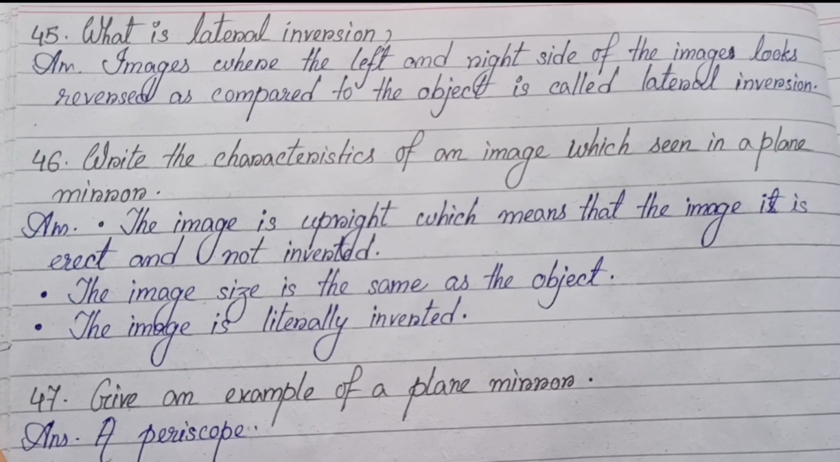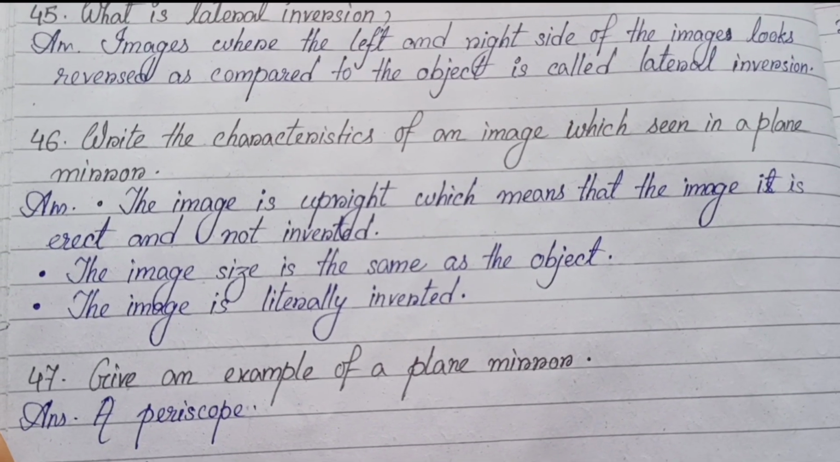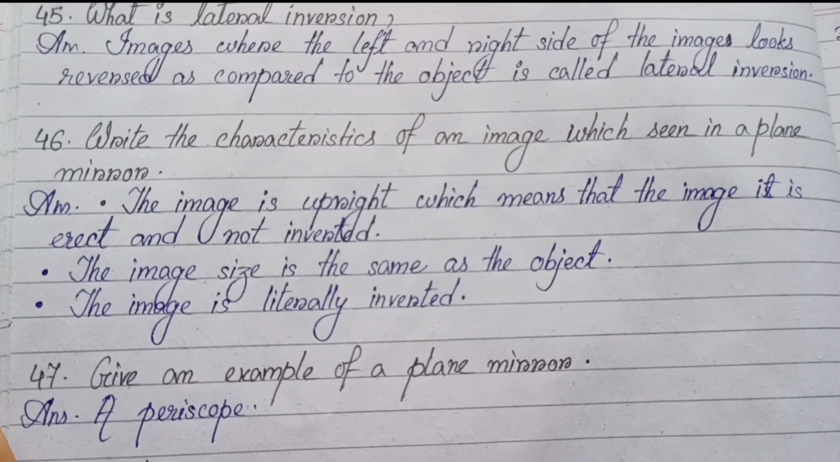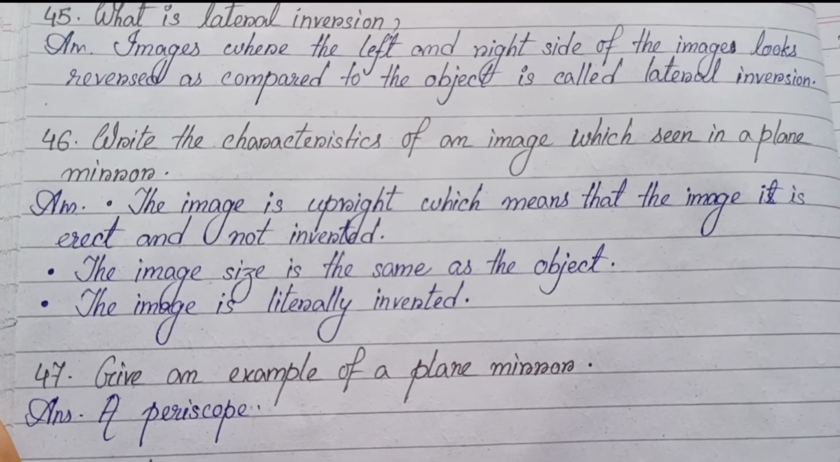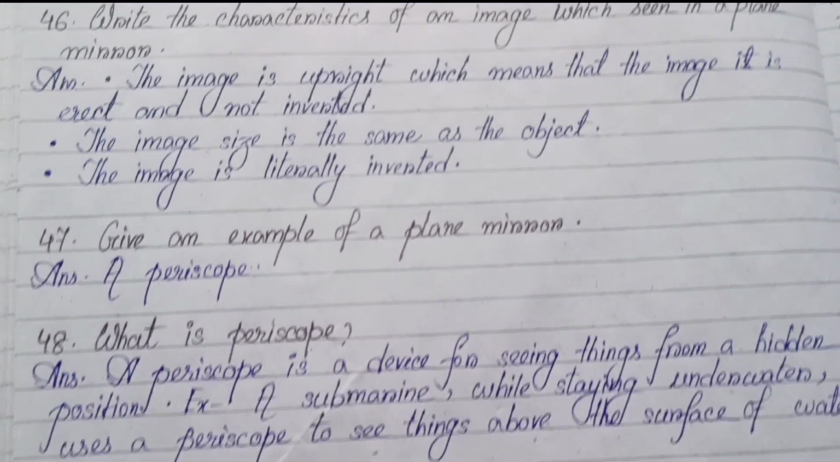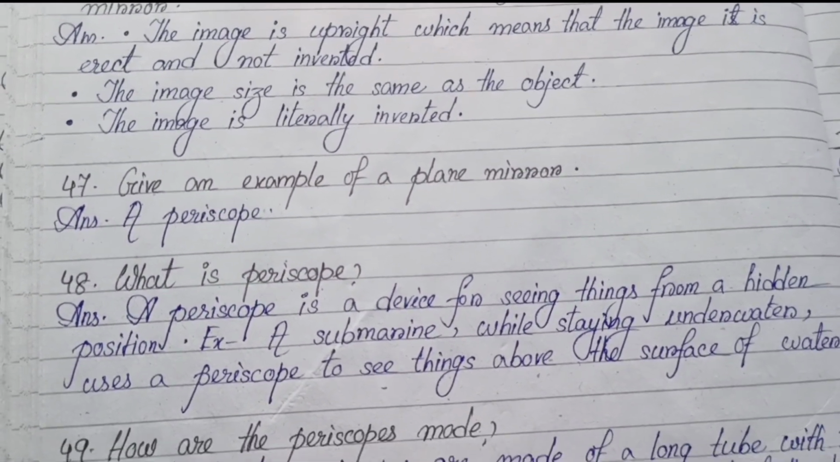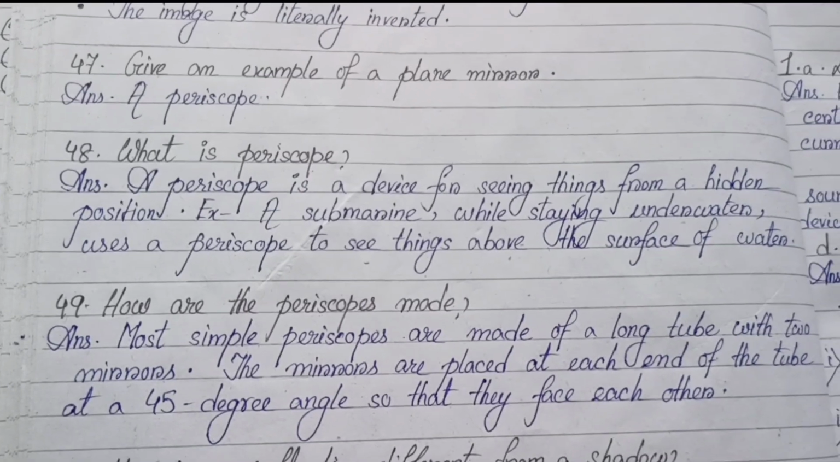The first point, the image is upright, which means that the image is erect and not inverted. Next point, the image size is the same as the object. Third point, the image is laterally inverted. Number 47. Give an example of a plane mirror application. A periscope. Number 48. What is a periscope?